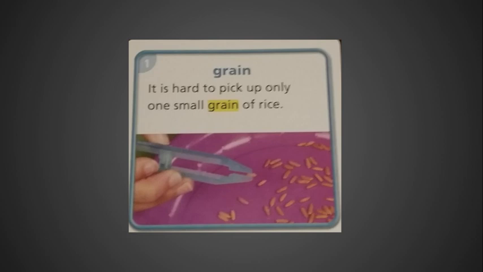Our first word is grain. Our sentence says, it is hard to pick up only one small grain of rice. So looking at the picture showing many grains of rice, I noticed that they are very tiny pieces. In the sentence, one of the clues I saw was the word small, used to describe a grain. So I would say that a grain is a small part of something.